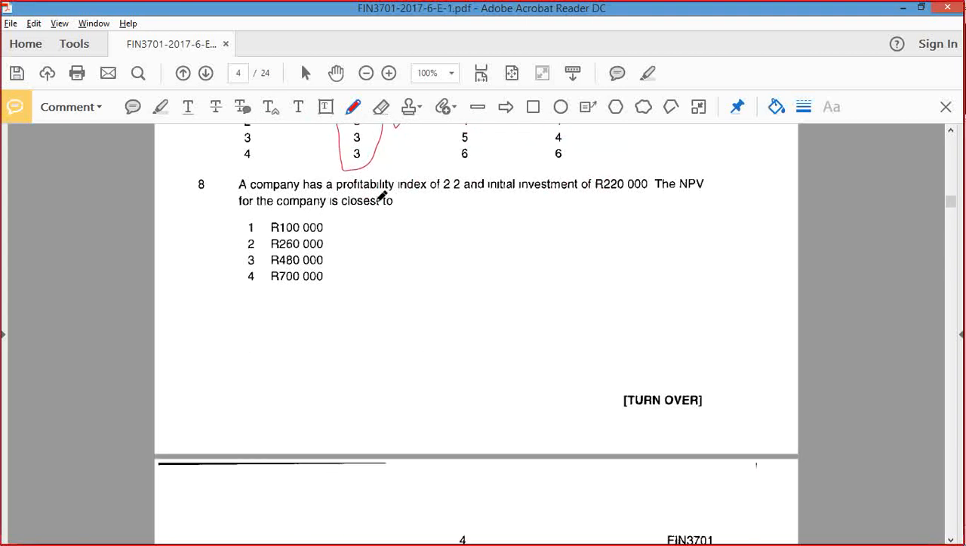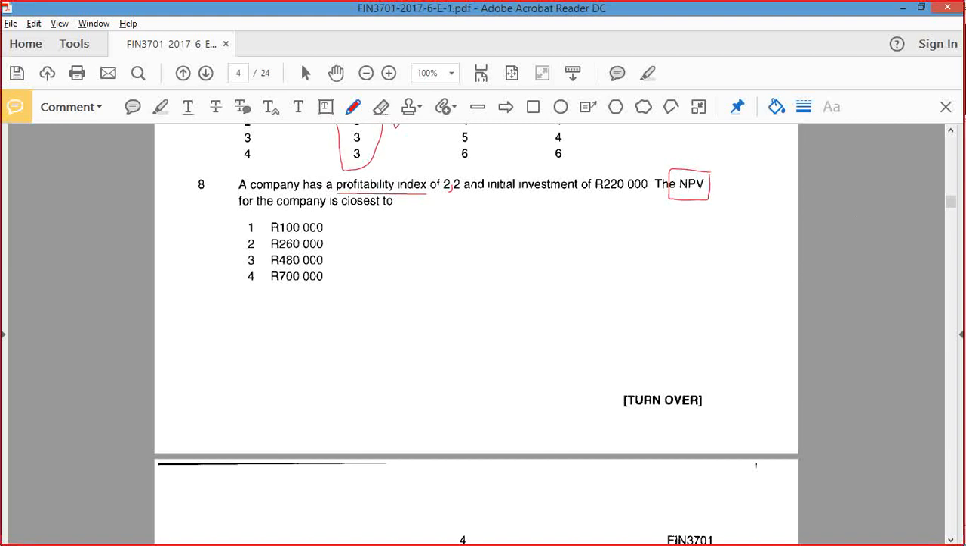Right, 8 is looking at a profitability index. Just be careful, UNISA won't put commas for whatever reason. I don't know why they don't, but they should have. There should be a comma there. It's not 22, it's 2,2. Okay, it's 2.2. So 2.2 is the profitability index. The initial investment is 220,000. They want you to work out the net present value.